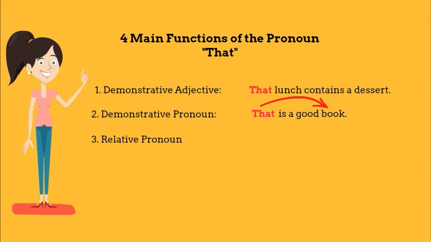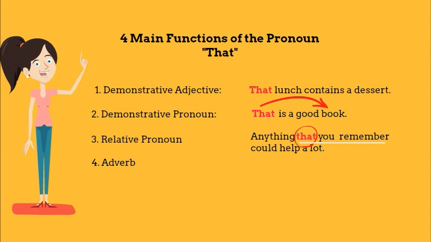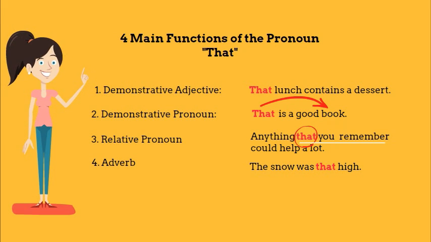The third one is a relative pronoun. Anything that you remember could help a lot. That begins a dependent clause followed by a subject and verb. And then the last one is an adverb. The snow was that high. How high? That high.